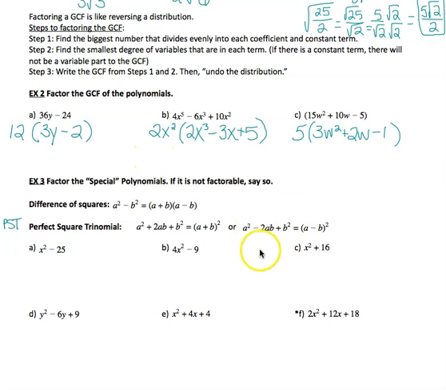But this is the same pattern that we used when we have perfect squares on both ends, and the middle is double the product of the square roots of those perfect squares. So here's the thing. When you are looking for special polynomials, a difference of squares always starts as a binomial.